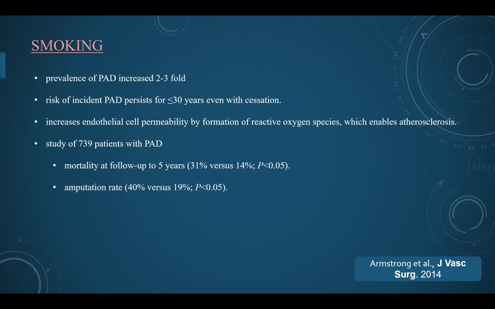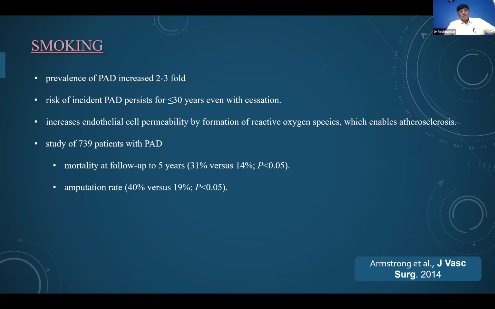Smoking usually increases the prevalence of peripheral artery disease two to three fold, and the risk of incidence of PAD will still be there 30 years even after cessation. Smoking interferes by causing increased endothelial cell permeability through formation of reactive oxygen species, which enables atherosclerosis. In a study, mortality on follow-up up to 5 years was 31% in smokers versus 14% in non-smokers. The amputation rate was about 40% in smokers with PAD, compared to only 19% in non-smokers.